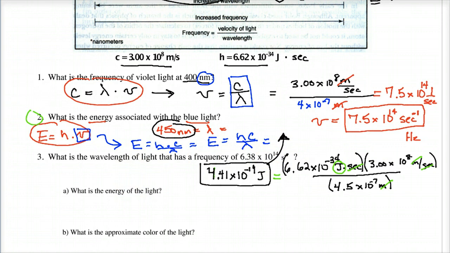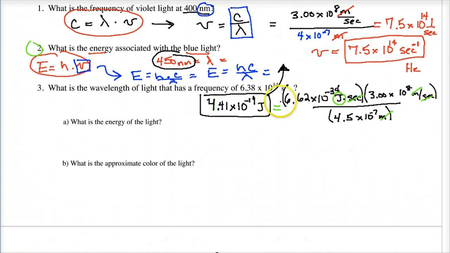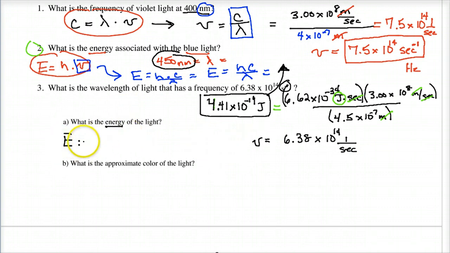Okay. So back to the last question. What's the wavelength of light? There's a frequency of this. We're given the frequency equal to 6.38 times 10 to the 14, and that's s to the negative 1, so that's 1 over second. And they want the energy of the light. Well, that's an easy one. Energy is equal to Planck's constant times the frequency.